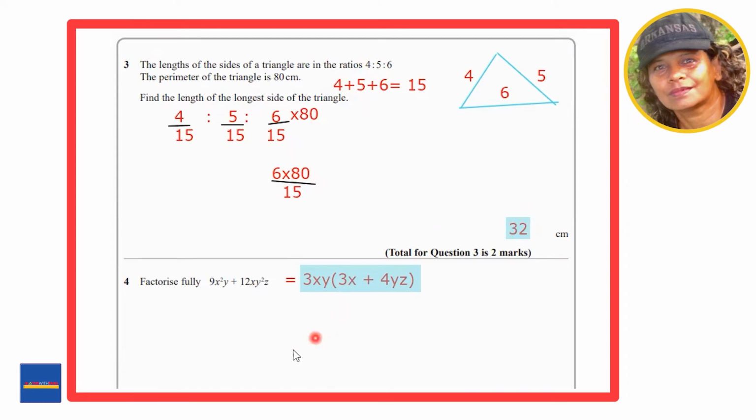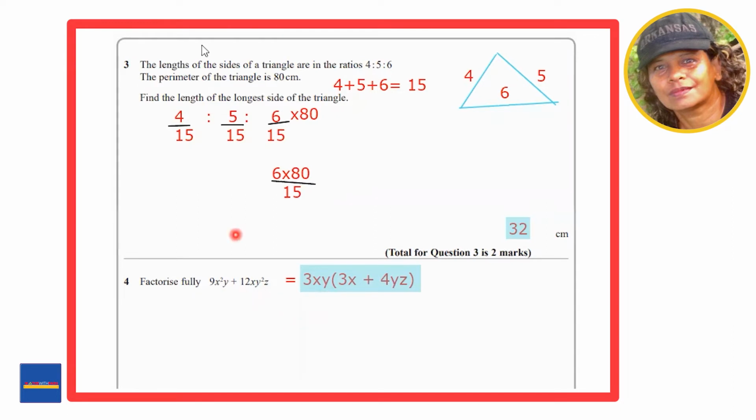Moving on to question 4. Factorize fully this expression. Now the first thing we do is we look at the numbers that are common. From 9 and 12, 3 is the common number, so we take it out. Then we look at the powers that are common. Now x squared and x, the only power that's common for x is just x. Then we have a y and y squared. The only power common is y. There are no other letters common.